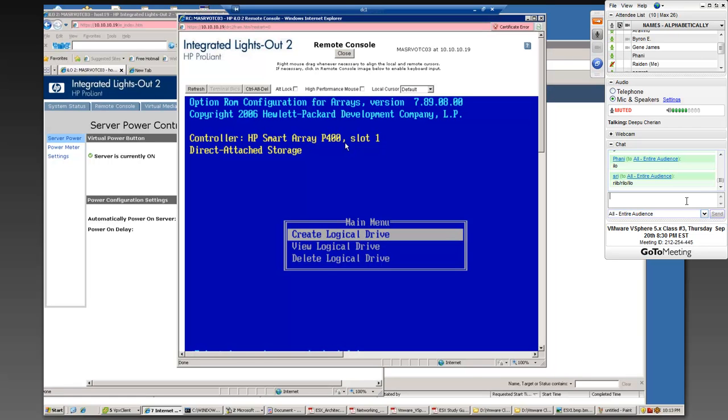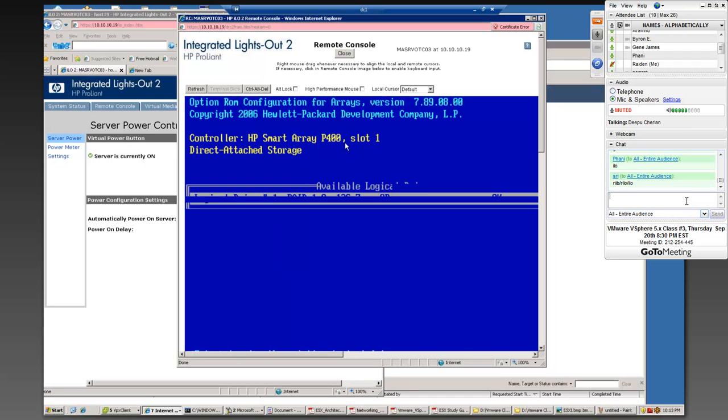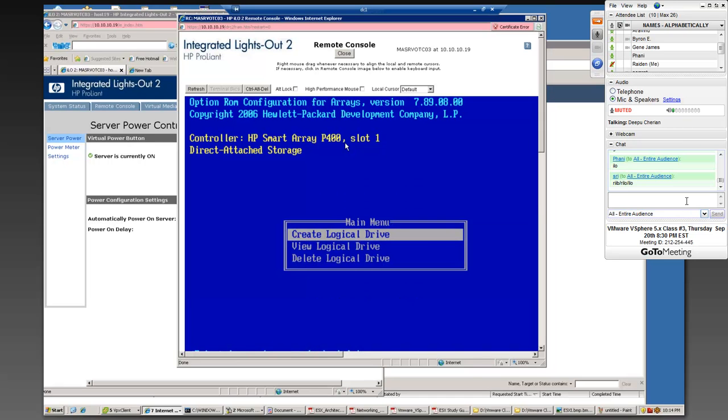So this is actually an HP Smart Array P400 controller. If you go here and go to view logical drive, you can see that it is actually configured with RAID 1. I think this is only having 2 drives. It is configured with RAID 1. Let me go and delete that.